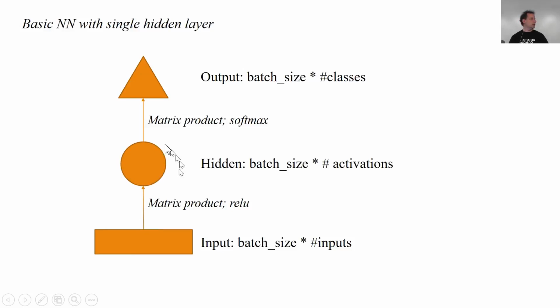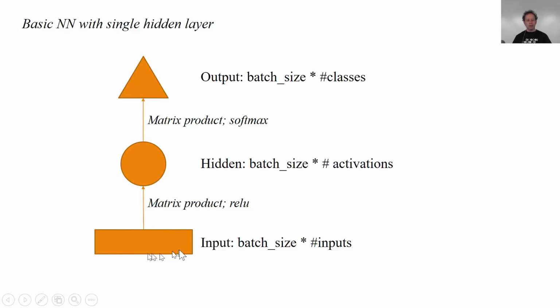A circle, in fact every shape is a bunch of activations, right? The rectangle is the input activations, a circle is the hidden activations, and a triangle is the output activations. An arrow is a layer operation, or possibly more than one.